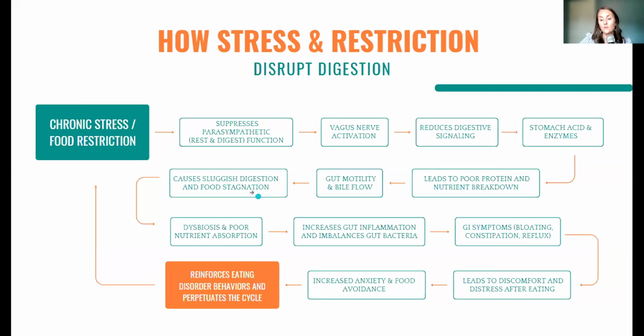But we don't want food sitting in our gut going undigested. It gets stagnant. It can produce gases. That's where we will then experience things like gas and bloating. This can lead to dysbiosis or poor nutrient absorption. It will increase gut inflammation and imbalances in the gut bacteria. Then we see the symptoms: bloating, constipation, reflux, discomfort after eating.